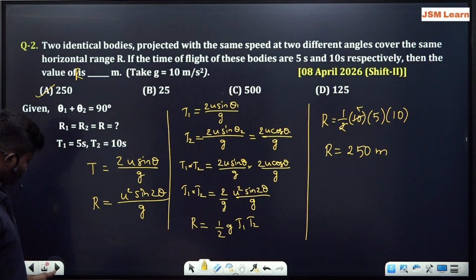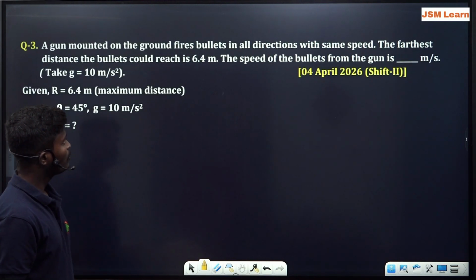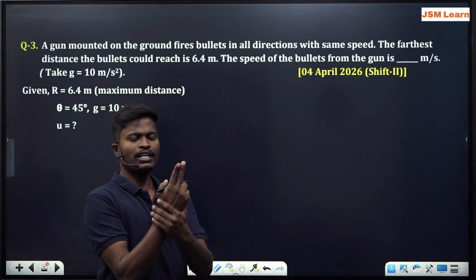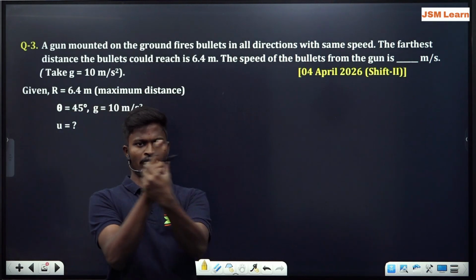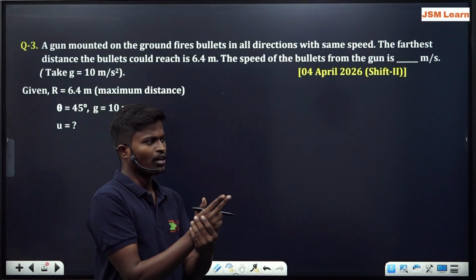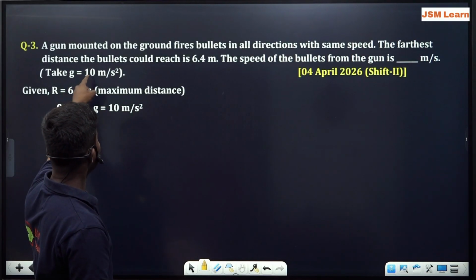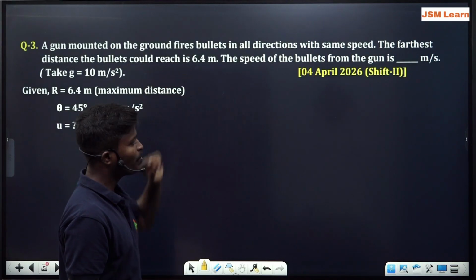And next, a gun mounted on the ground fires bullets in all directions with the same speed. So there is a gun, he's firing in all directions from the ground. At what angle he didn't give, but the farthest distance the bullet could reach is 6.4 meters.